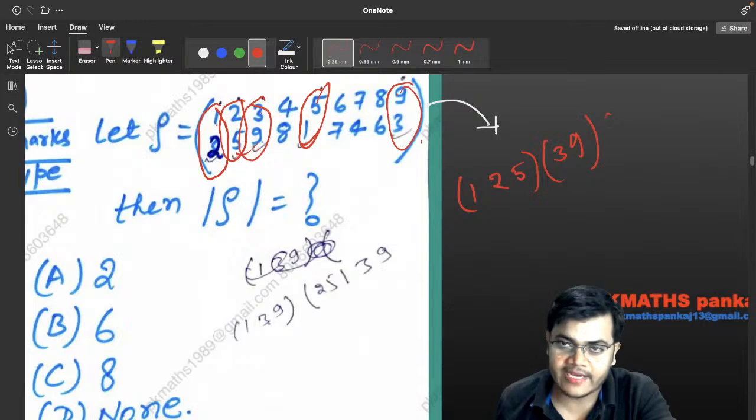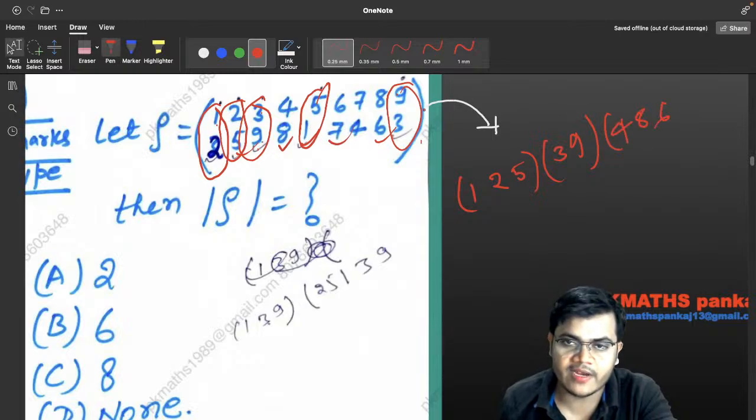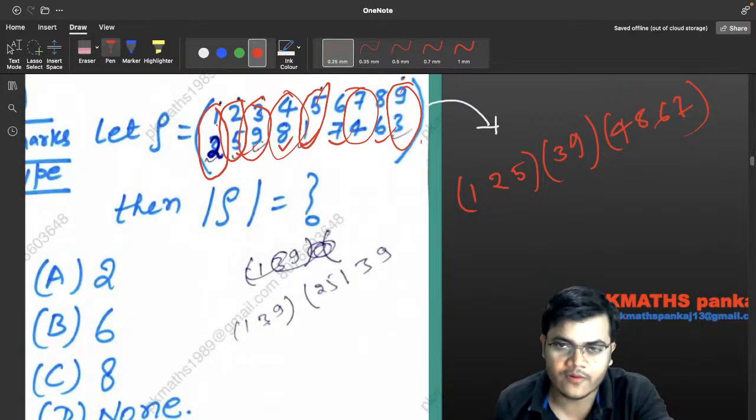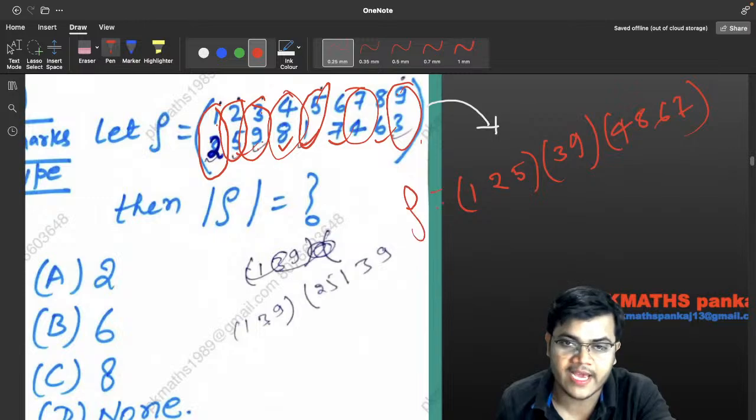Now let's write another cycle. 4 is going to 8, 8 is going to 6, and 6 is going to 7. And we have started from 4, and finally we see that this 7 is going to 4 once again. So we have to close over here. And if you want to find the order, you can see your sigma has been written as the product of disjoint cycles, sigma equals row 1, row 2, row 3, isn't it?